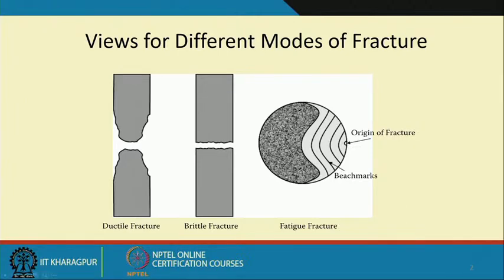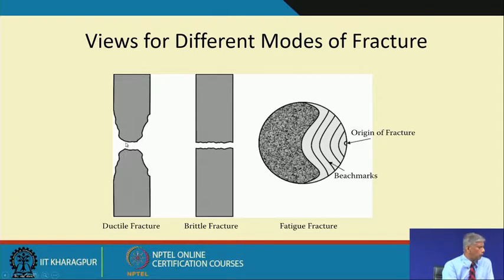Materials will fail. And looking at the failure, we can know what is the predominant reason of failure. A ductile material, if it has failed, would make a cup and cone like form.